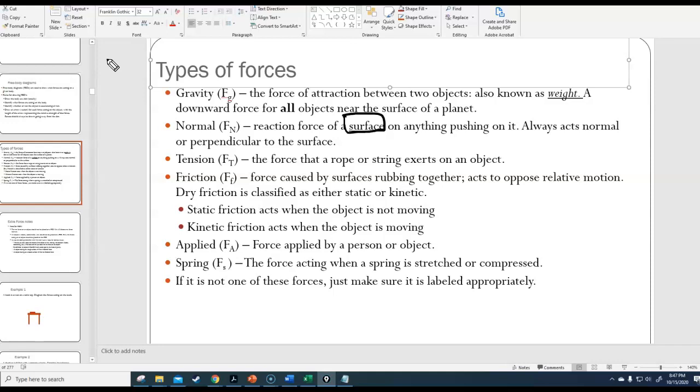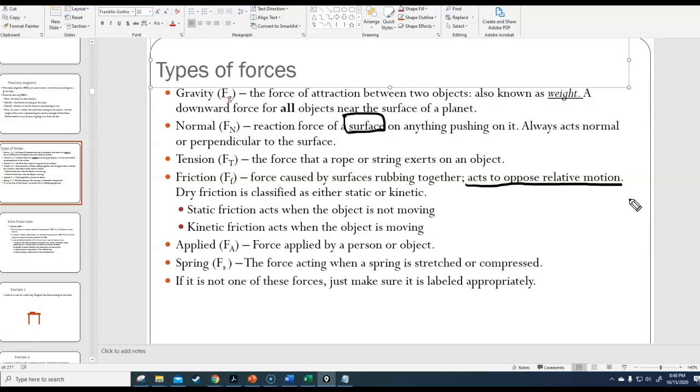Friction is a force caused by two surfaces rubbing together, acts to oppose relative motion. Now that is basically a fancy way of saying that friction opposes motion. So if an object is moving one way, friction is acting in the opposite direction. Even if the object doesn't actually move, if it's trying to move one way, friction acts in the opposite direction. So if I try to push a box to the right, whether or not it moves, there's still a force of friction acting to the left.